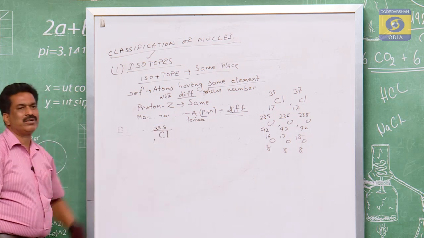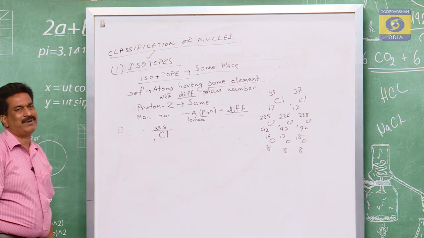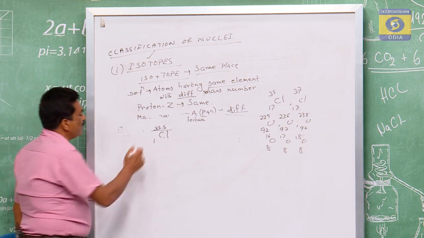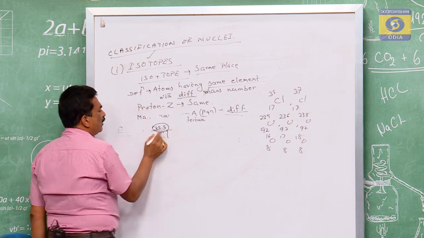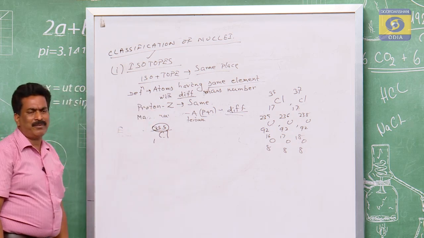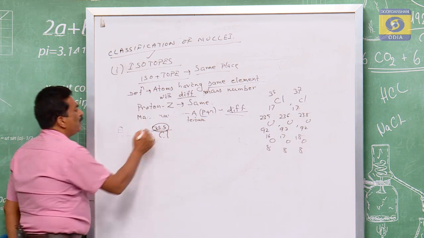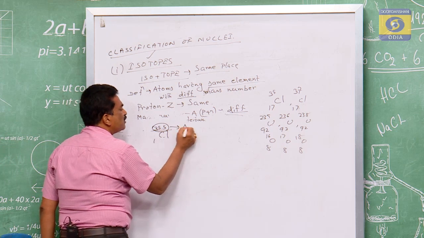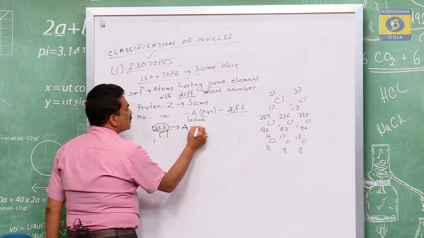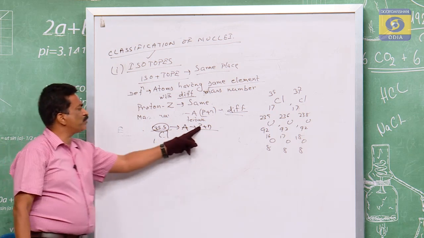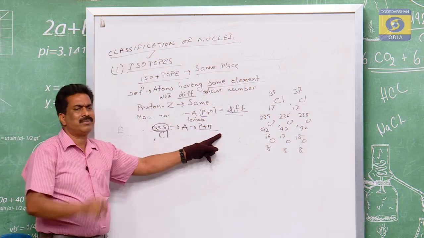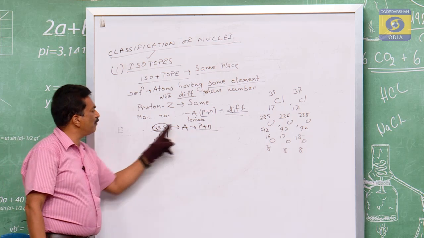The chlorine isotope is 35.5. Can you say that this 35.5 is its mass number, whether it is written as a subscript or a superscript on the left or to the right? The mass number is A, which is the sum of the protons and the neutrons.